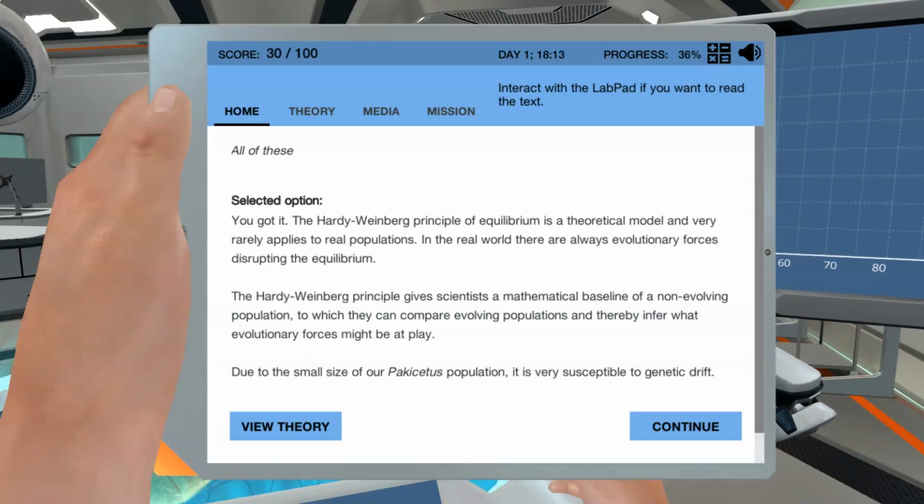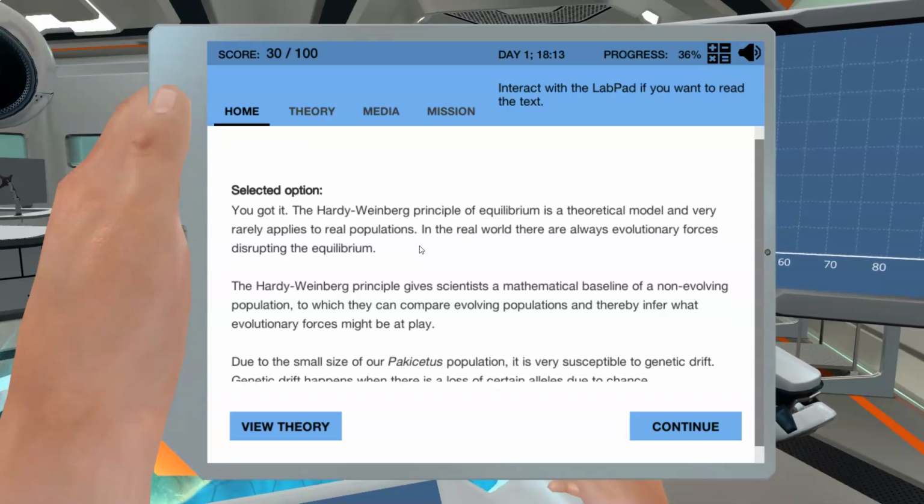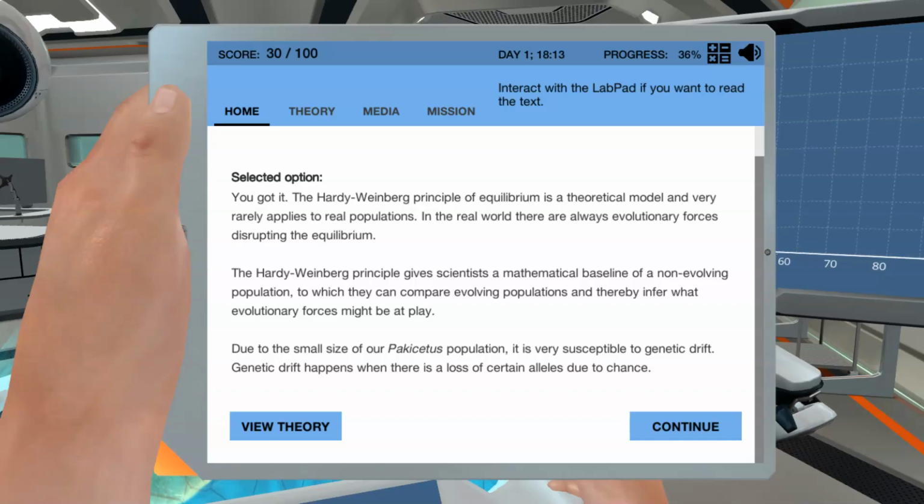You got it. The Hardy-Weinberg principle of equilibrium is a theoretical model and very rarely applies to real populations. In the real world, there are always evolutionary forces disrupting the equilibrium. The Hardy-Weinberg principle gives scientists a mathematical baseline of a non-evolving population, to which they can compare evolving populations and thereby infer what evolutionary forces might be at play.